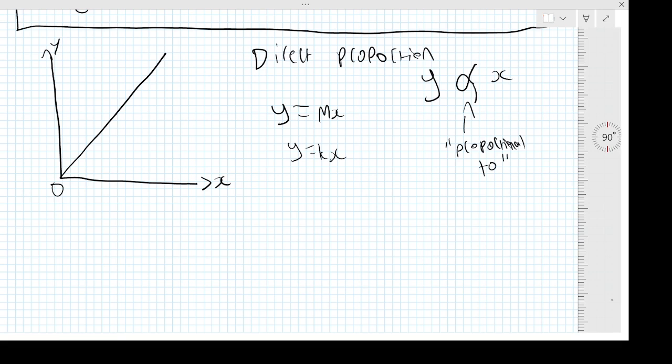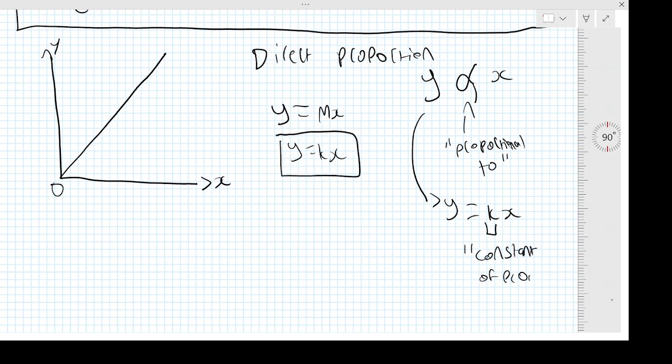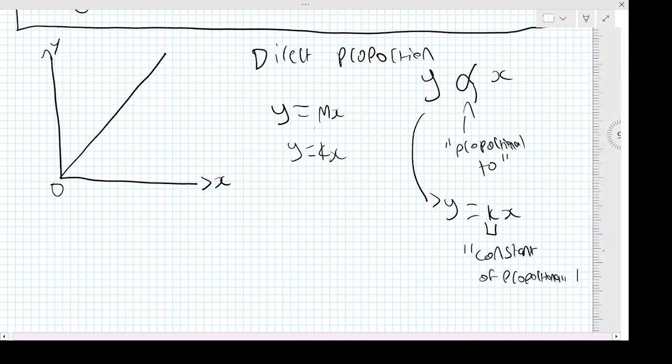Now, if y is proportional to x, all this means is that we can then say y is equal to kx, and this k is what we call the constant of proportionality. Which is why we can also call this line kx, or mx, no matter what letter you put in front, it's the gradient, okay? So in this particular case of direct proportion, we have this idea of a constant k, which is the proportion rate, or the constant of proportionality.